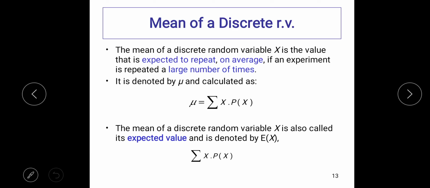We're continuing with our part 2 for chapter 4. We are looking now for the mean of discrete random variable. Any distributions we will need to have mean and also standard deviation. So firstly we look at the mean first.